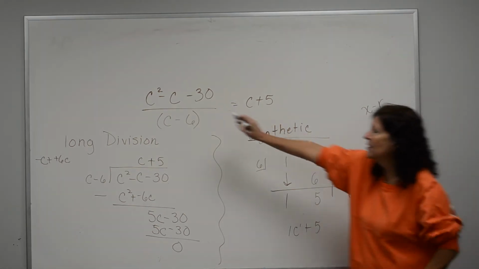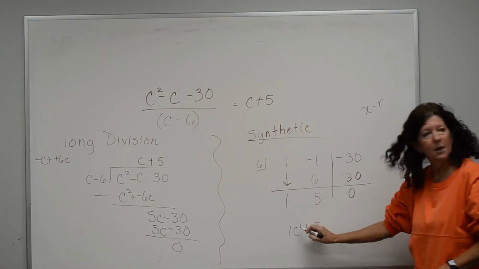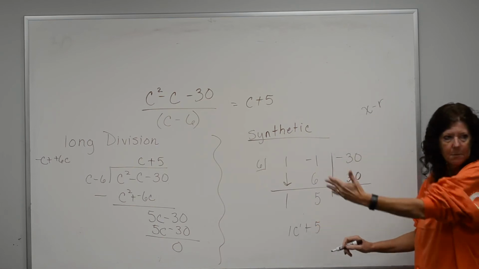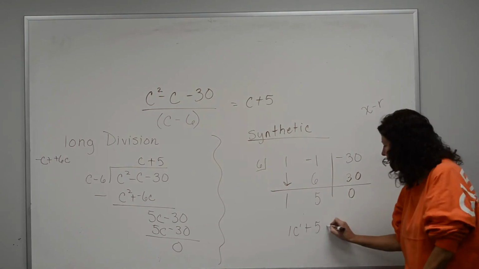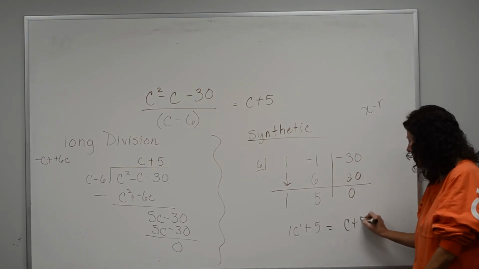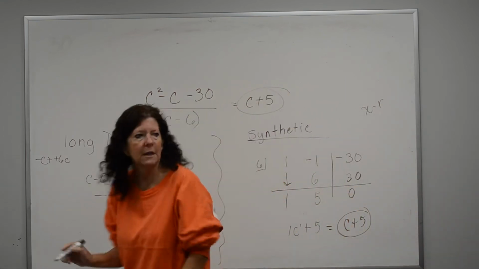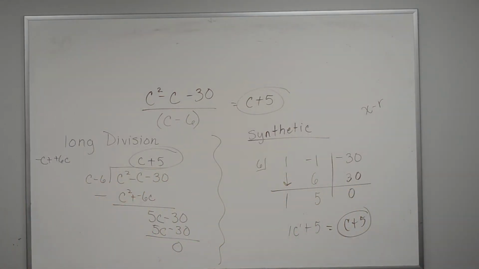Okay, so if I started with a 3, I would start with a 2 down here, and I would go c to the second, then c to the first, and then my number. At first this is really weird. So this gives me a c plus 5. Look at this. Same answer, 3 methods. Okay?